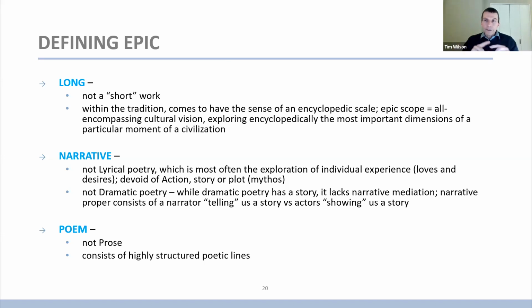And it's not dramatic, okay? A narrative poem is one where there's a narrator telling you this happened and then he said this. There'll be quotes in there, but the narrator is introducing them with a speech tag, as opposed to a dramatic poem or a drama where we actually have characters speaking themselves. And it's a poem, so it's in highly structured lines as opposed to prose.